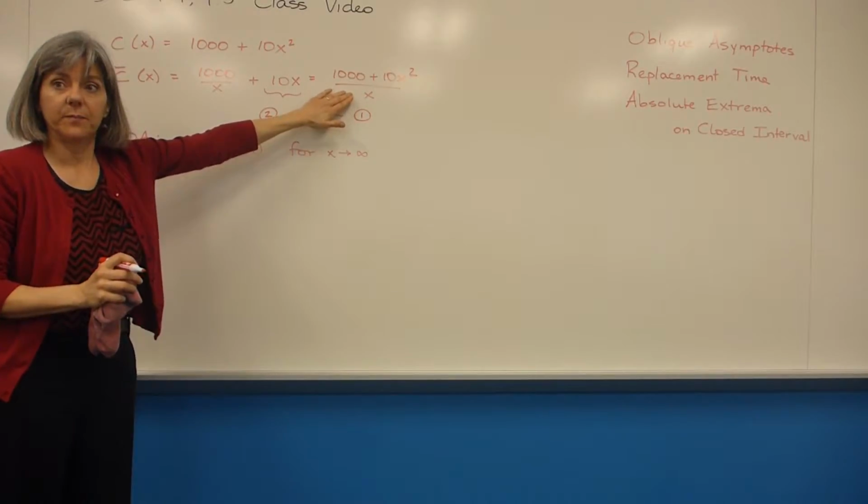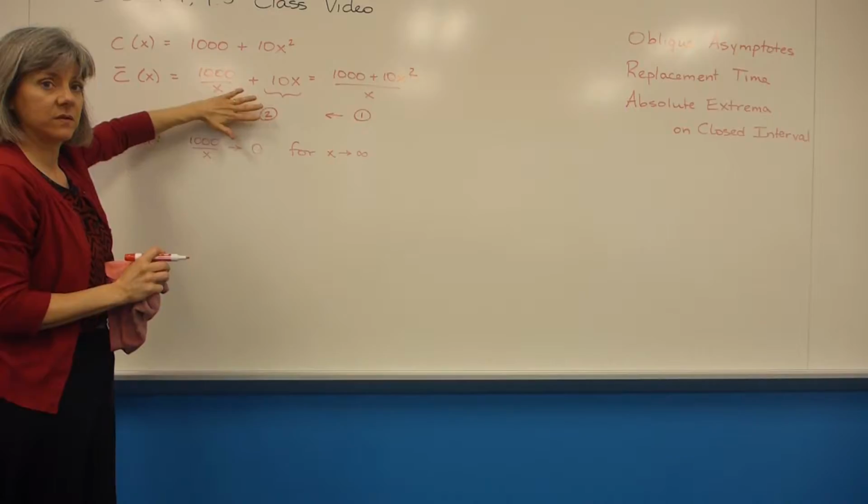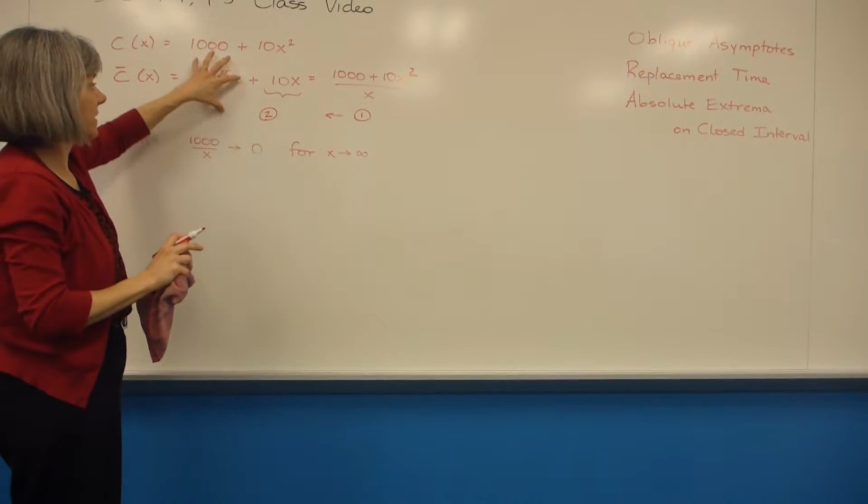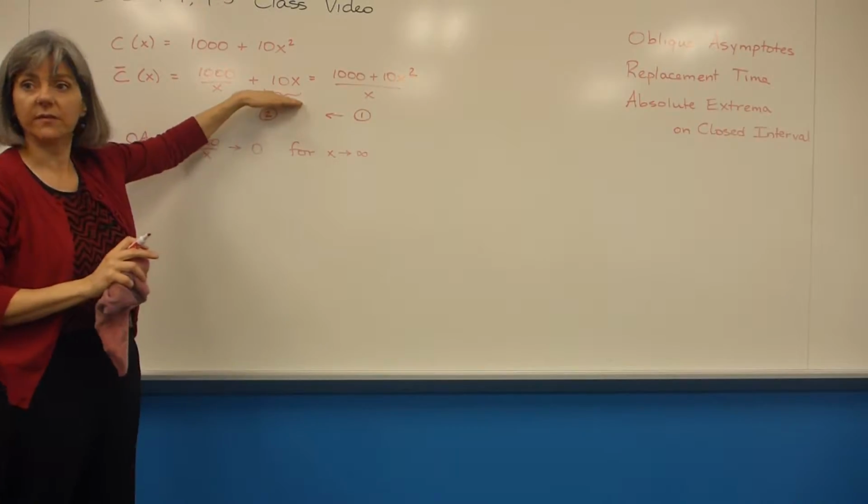You may start this way. You want to actually do the division, separate out the numerator so that you've got some pieces that go to 0, and then whatever's left is the oblique.